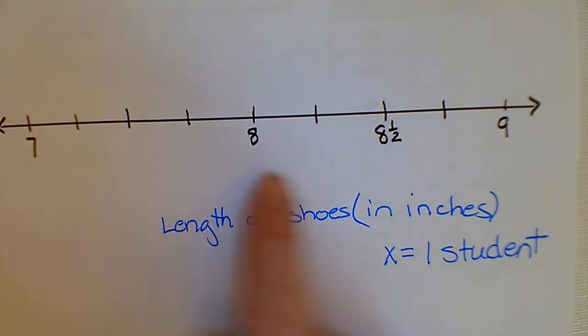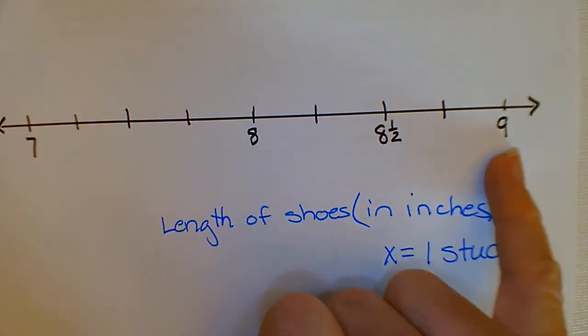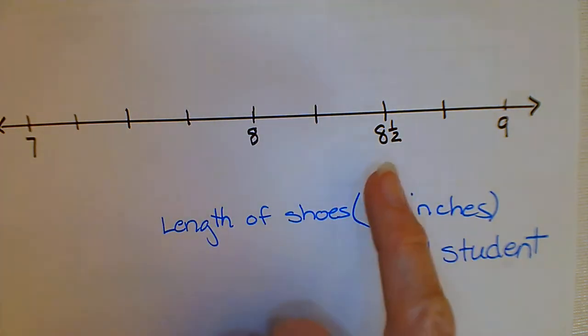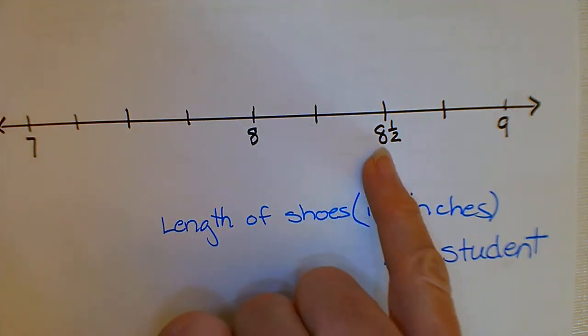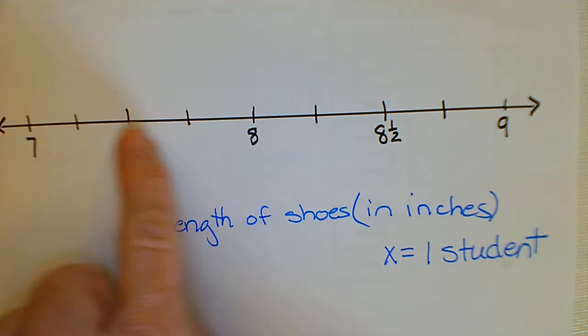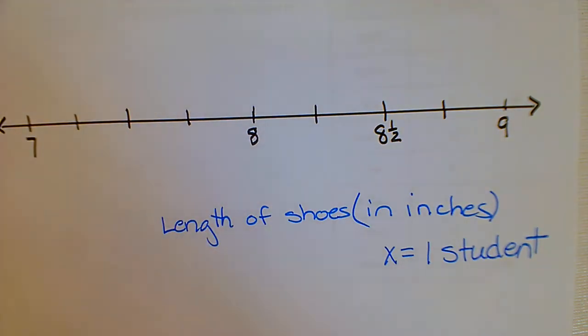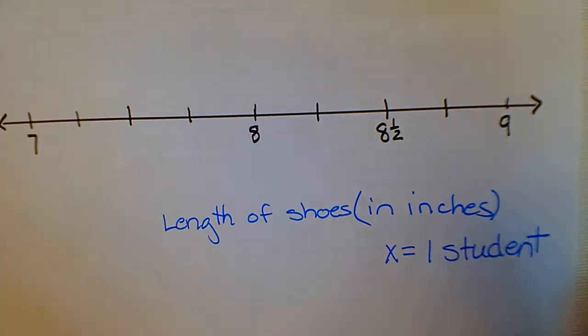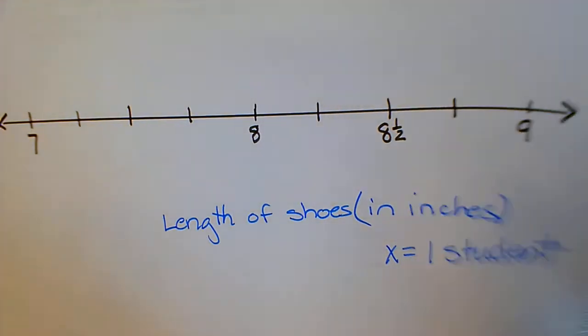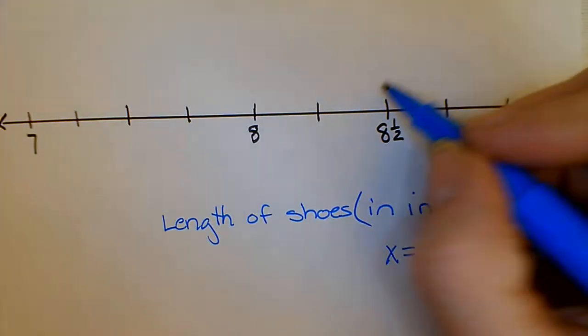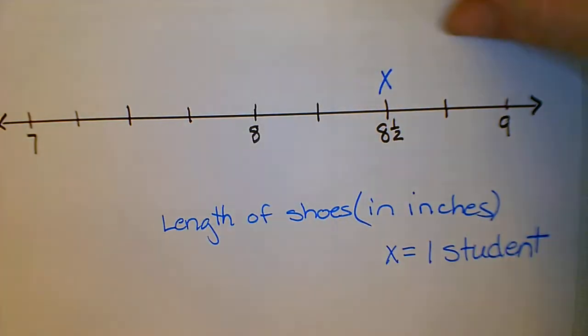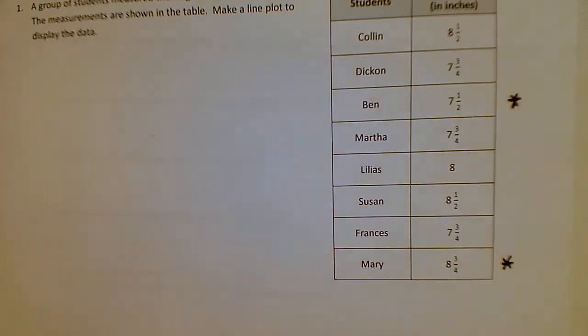So I did put on my benchmarks. I'm just using the inch benchmarks for now. But I'm only going to put a label under these marks when I'm actually using them. And then I'm going to put an X above that to show that I have one data point there. So again, he was at 8.5, so I'm going to put an X and I'm going to check him off. And again, that's really important.